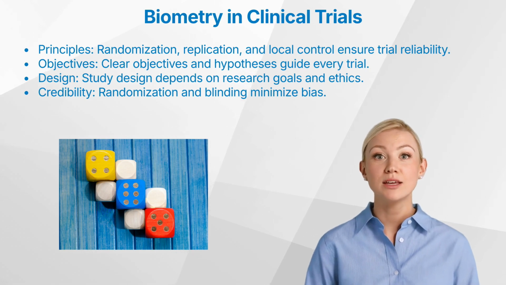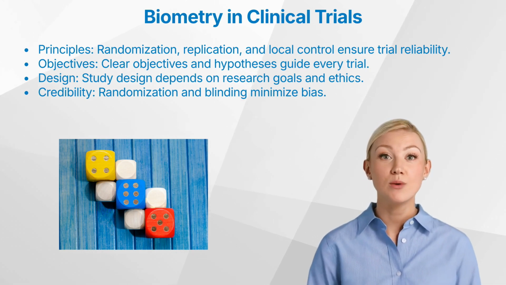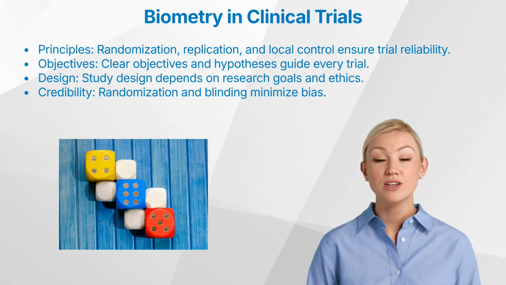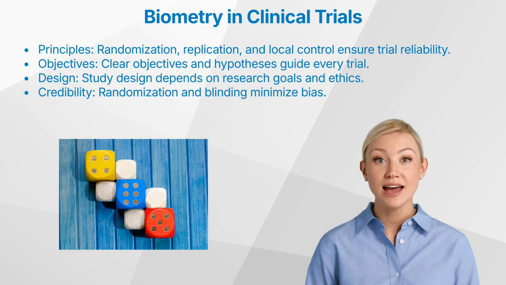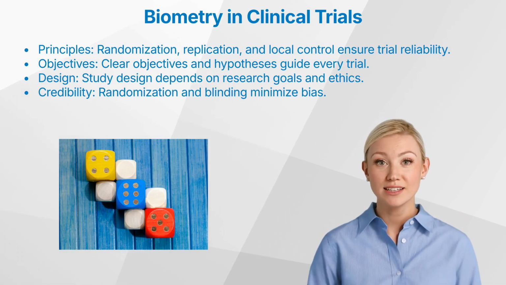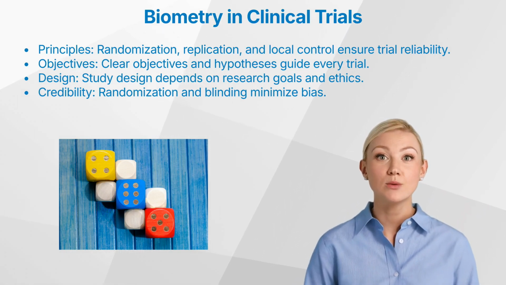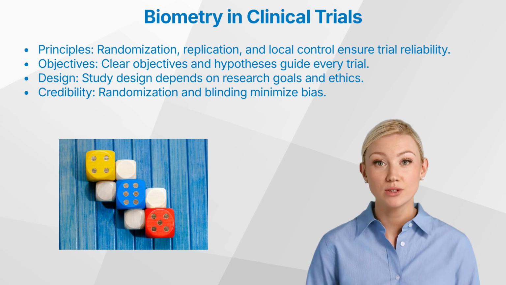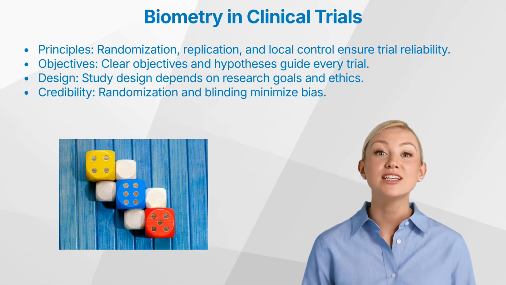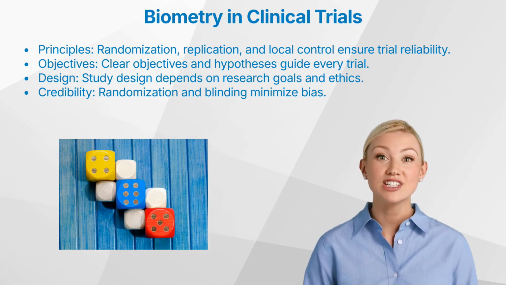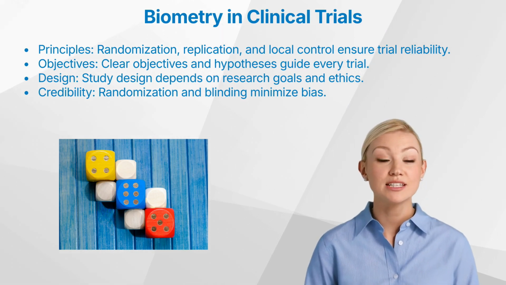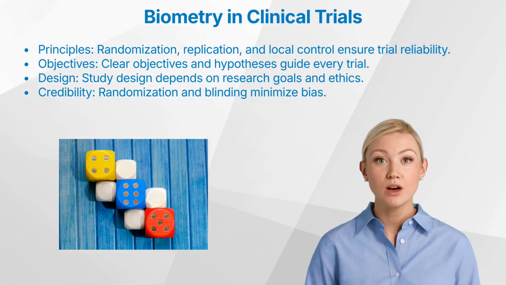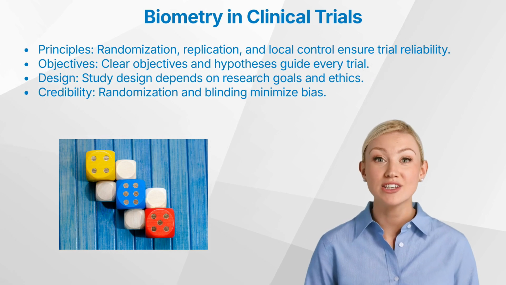Every clinical trial begins with a clear primary objective and well-defined hypotheses. The null hypothesis, or H0, assumes no effect or difference, while the alternative hypothesis, or HA, suggests a measurable effect or difference. The choice of study design, whether single-arm, multi-arm, crossover, or sequential, depends on the research question, ethical considerations, and logistical constraints. Randomization and blinding, whether single, double, or open label, are critical for minimizing bias and ensuring credible results.